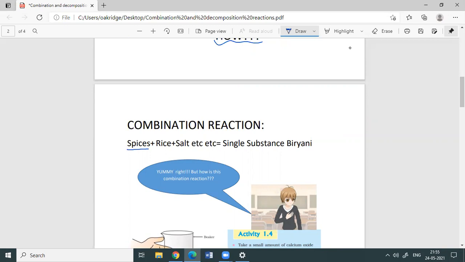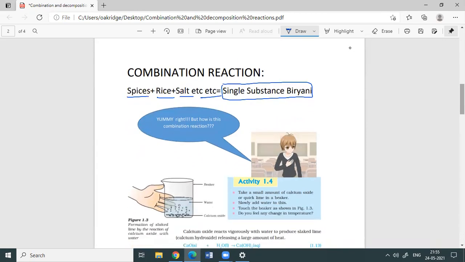You need spices, right? If you have gone into your kitchen anytime, you would have seen your mother doing it. She needs spices, she needs rice, she needs salt, and there are so many different things which are added to it. I just didn't mention it. But at last, what is made, children? A single substance. What is that single substance? Biryani, right?